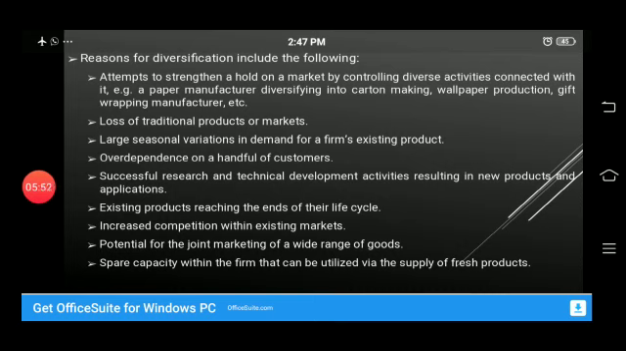Fifth, successful research and technical development activities resulting in new products and applications. Next, existing products reaching the end of their life cycle. Next, increased competition within existing markets. Next, potential for joint marketing of a world range of goods. Next, spare capacity within the firm that can be utilized via the supply of fresh products.